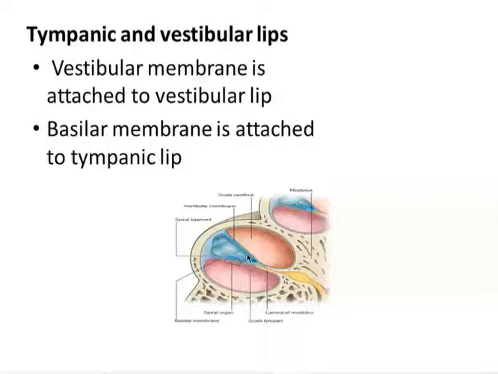Okay, so in the cochlea, there is a cochlear canal, you should know. The osseous spiral lamina divides it into scala vestibuli and scala tympani, and the osseous spiral lamina is divided into two lips. They are the tympanic and the vestibular lips, giving attachment to the vestibular membrane and the basilar membrane.